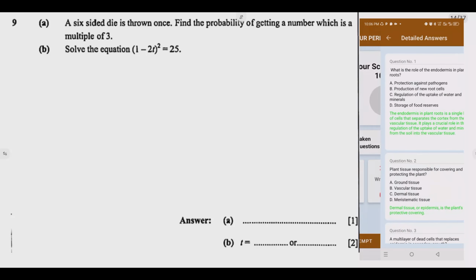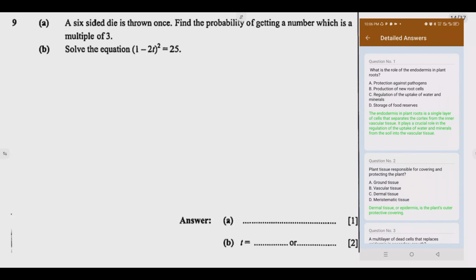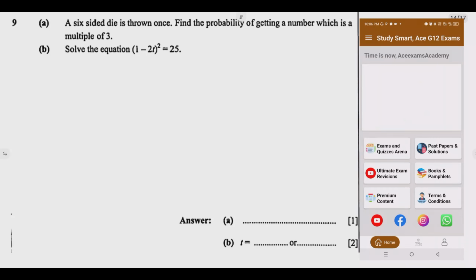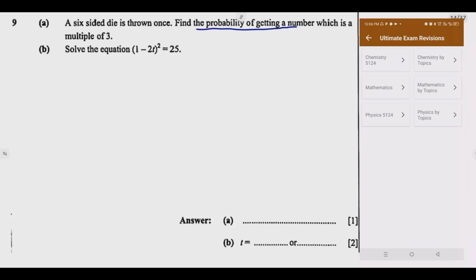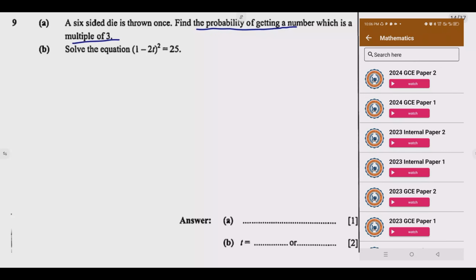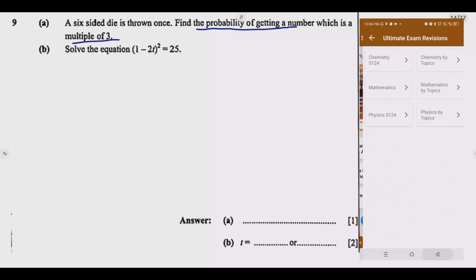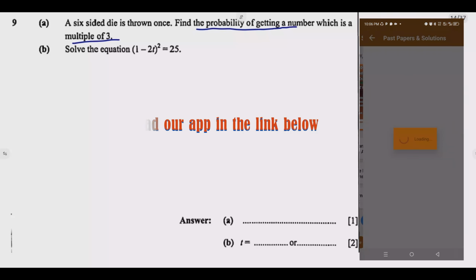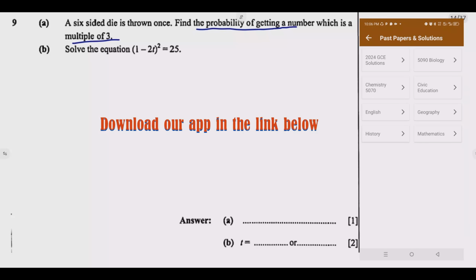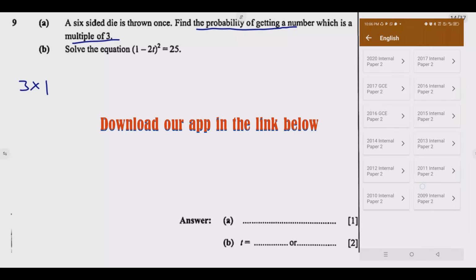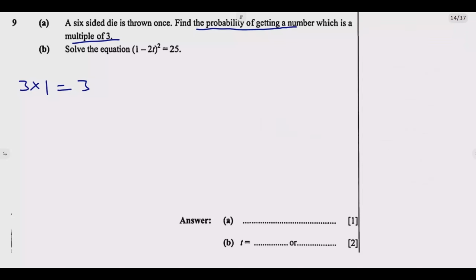So let us start with question A. So what is the question? The question is we need to find the probability of getting a multiple of 3. So what is a multiple of 3? A multiple of 3 is any number which can be expressed as a product of 3 and another number. So the first multiple of 3 is 3 times 1 is equal to 3. Then we've got 3 times 2 equals 6. Then we have 3 times 3 equals 9, all up to the end.